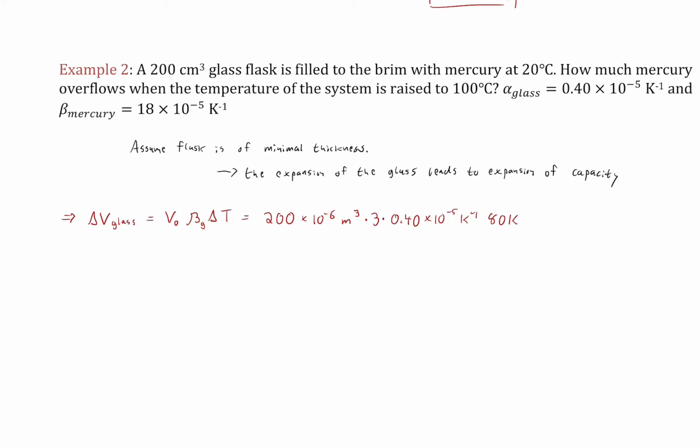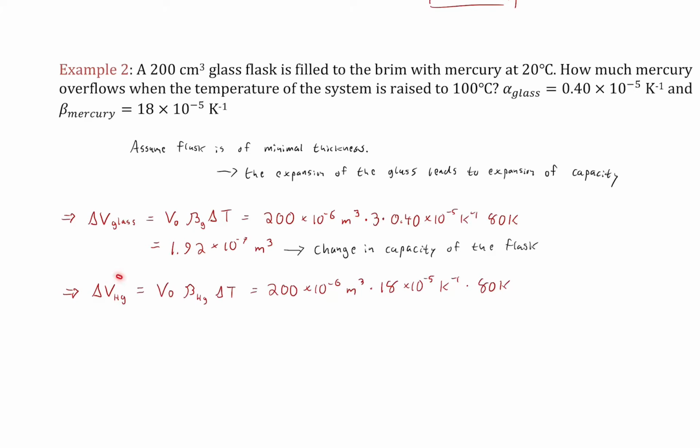All right. So here we have the original volume of the flask, times 3, because remember, beta equals 3 alpha, right? So just take 3 times my alpha value that you pull out of the table, and then times 80 Kelvin because we went from 20 to 100. Okay, so there we get our change in volume of the glass, right? Not a lot in terms of change in volume. Notice also I went ahead and converted over to cubic meters. All right, so then we can continue on. This is the change in capacity of the flask.